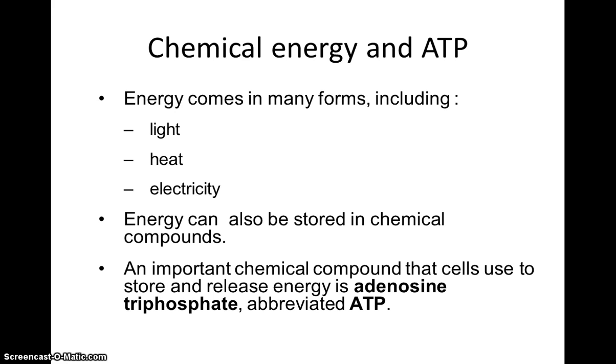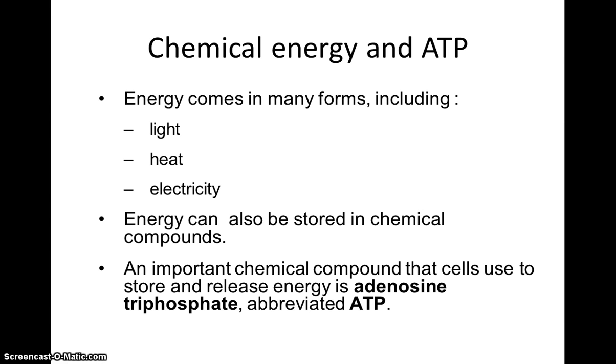Energy in the cell, though, isn't just going to be light. Energy can come in the form of light. Heat also is a form of energy. You may not think of that. And electricity as well. But beyond this, energy can be stored in chemical compounds. So in our body, that's how we're going to actually use energy. It's going to be in chemical compounds. And probably the most important chemical compound for dealing with energy is going to be this, here it is, ATP.